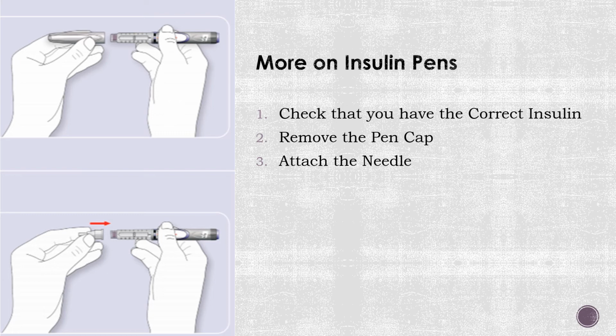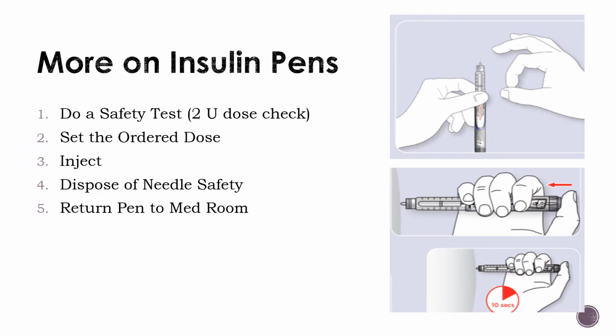Now remove the pen cap, clean the tip with the alcohol swab, and attach the needle. Do a safety test by rotating the dial to 2 units and watching for the drop. Turn the dial to the ordered dose and inject at 90 degrees. Keep the needle in for approximately 10 seconds to administer the total dose of medication. Dispose of the needle safely and return the pen to the medroom after disinfecting.